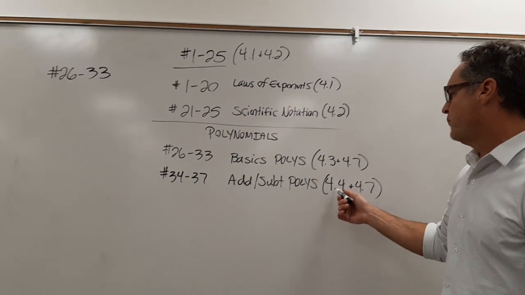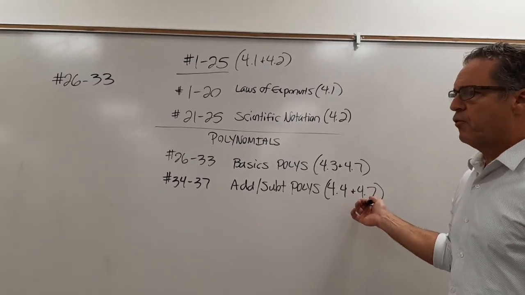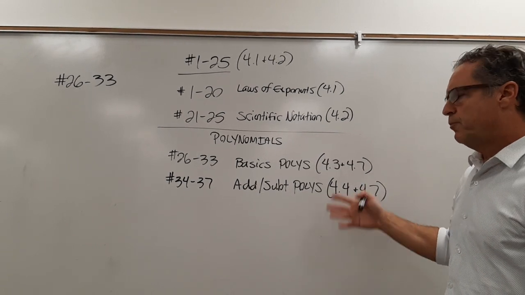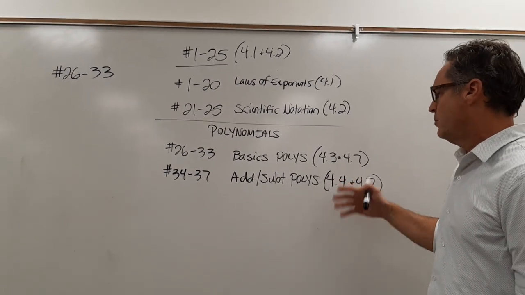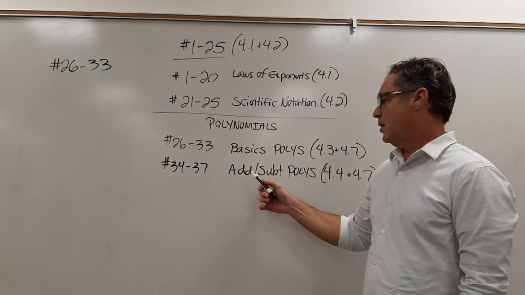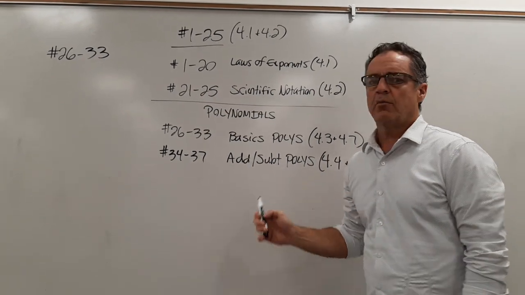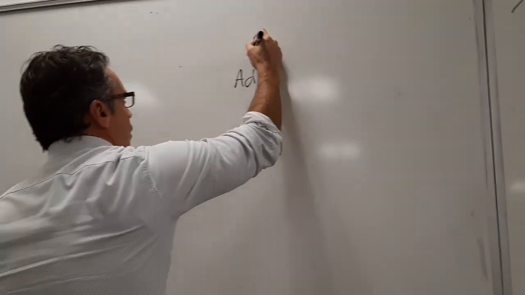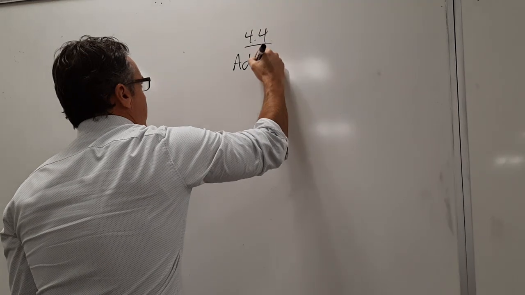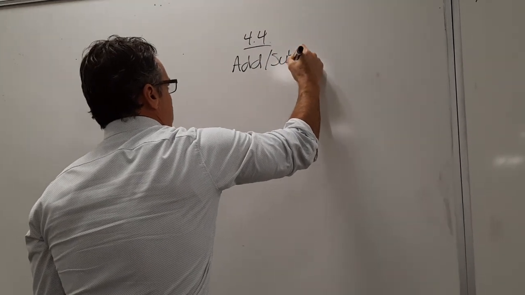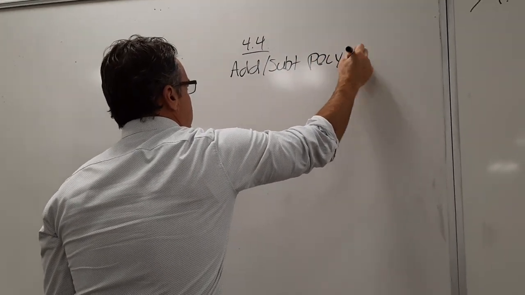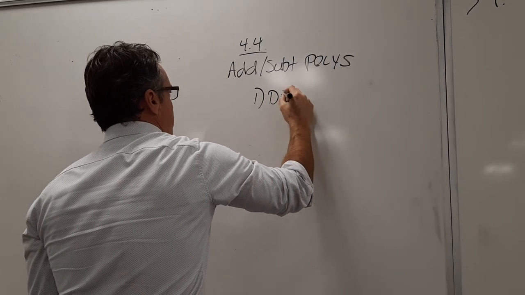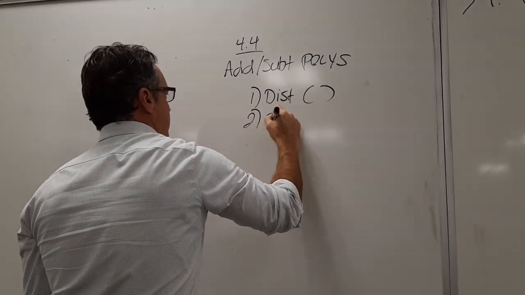This comes directly from 4.4, again, reviewed in 4.7, where we did these same things with polynomials with more than one variable. But this is addition and subtraction of polynomials. Let's come over here and talk about addition and subtraction of polynomials on this board. Remember, in section 4.4, we learned that the addition and subtraction of polys was simply 1, to distribute parentheses, and 2, to combine like terms.